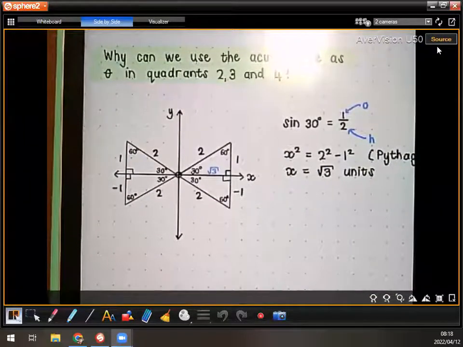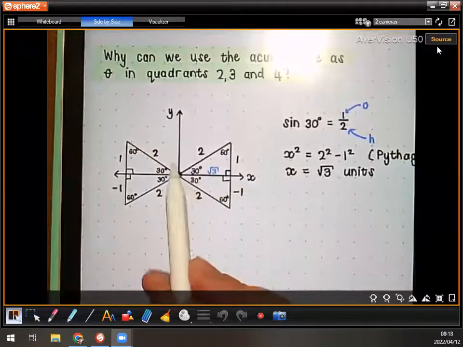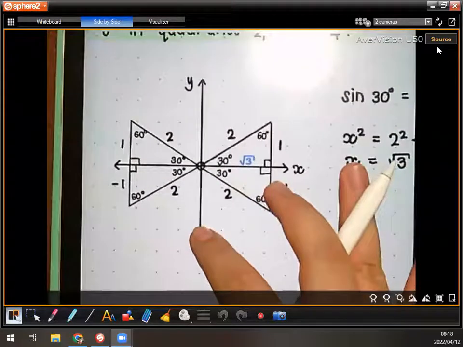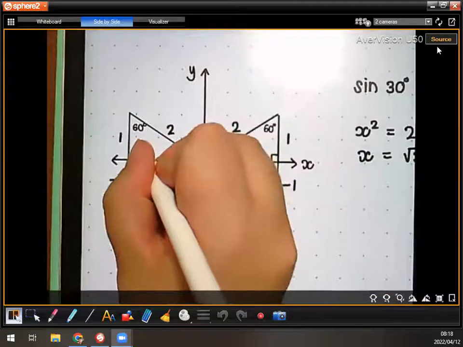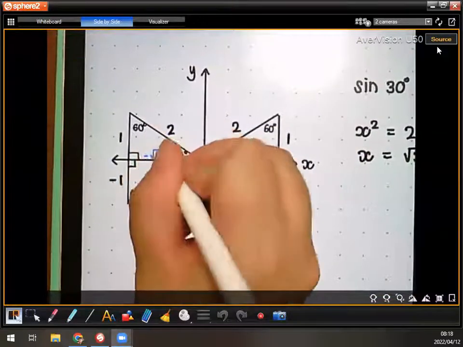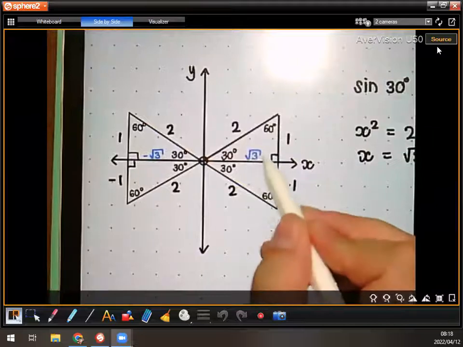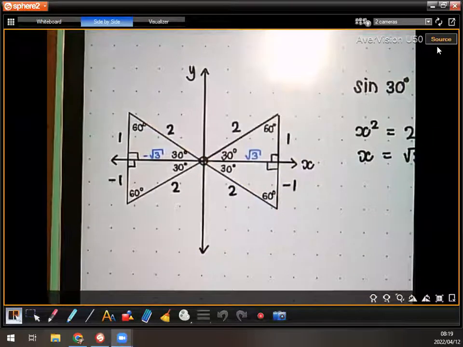What is it going to be on the other side when we're in quadrants 2 and 3? Negative root 3, right? Because here we are now working on the negative side of the x-axis. So this here is negative root 3 in both of these triangles. Because we are finding one of the sides that's not the hypotenuse, and we always have to take the hypotenuse squared minus the other one.